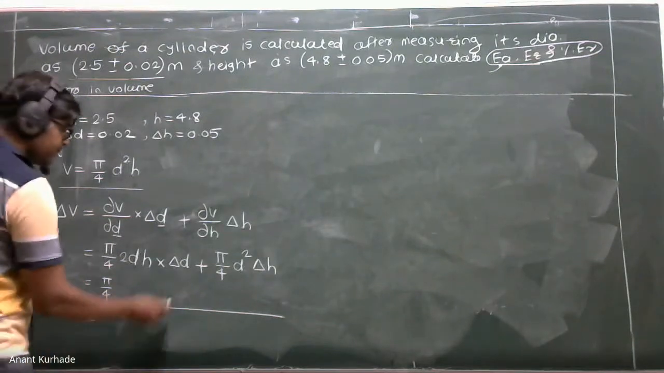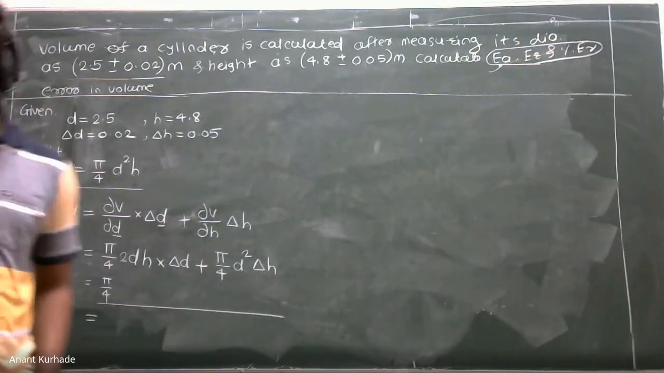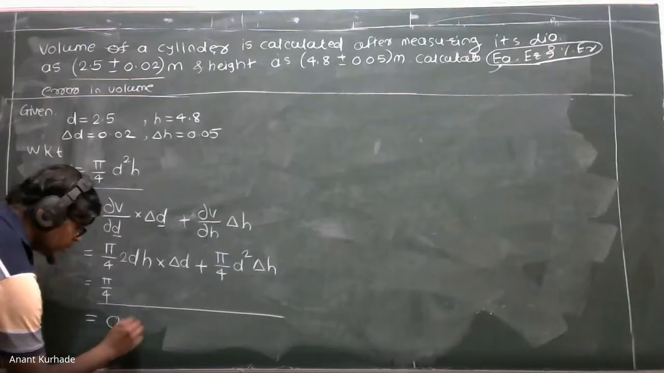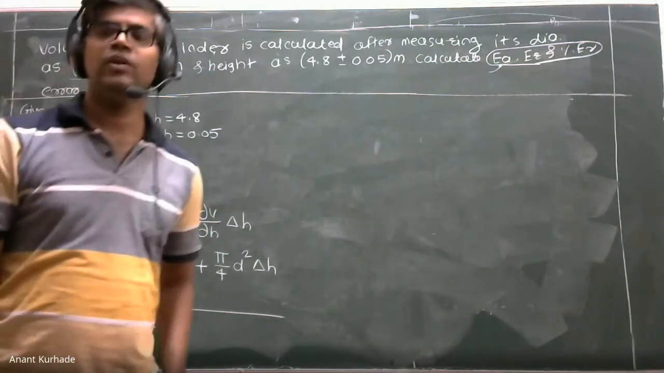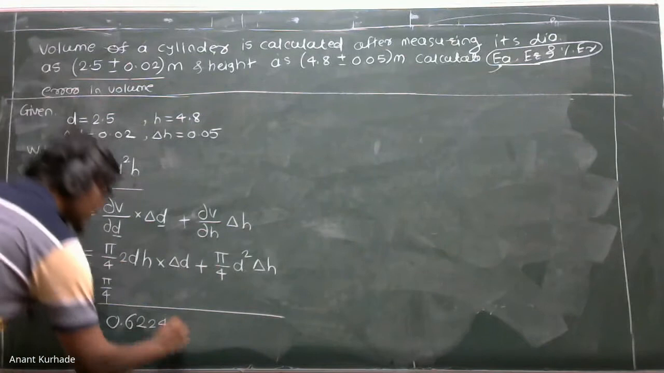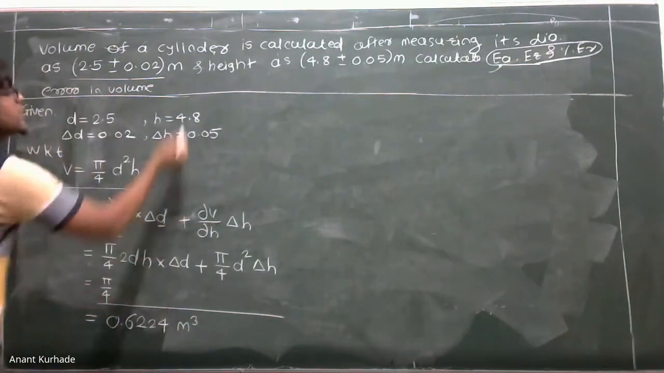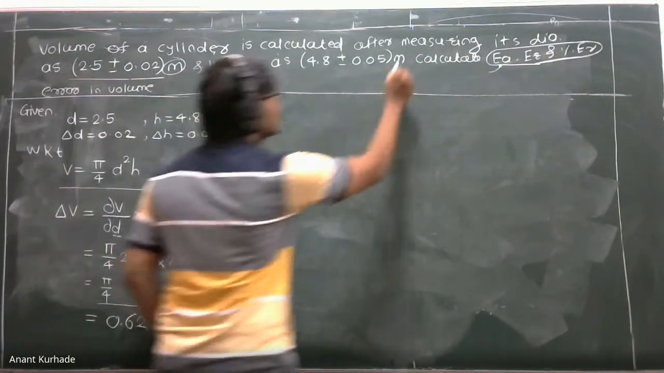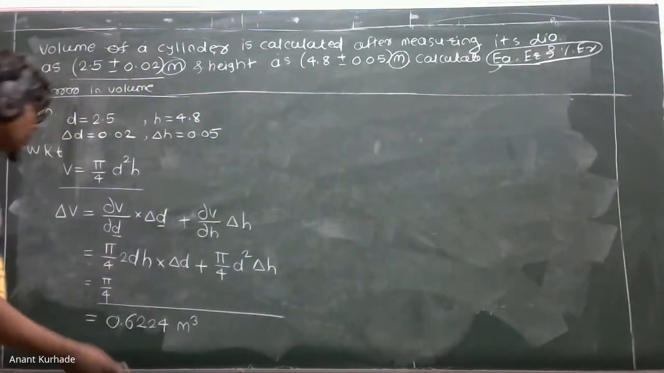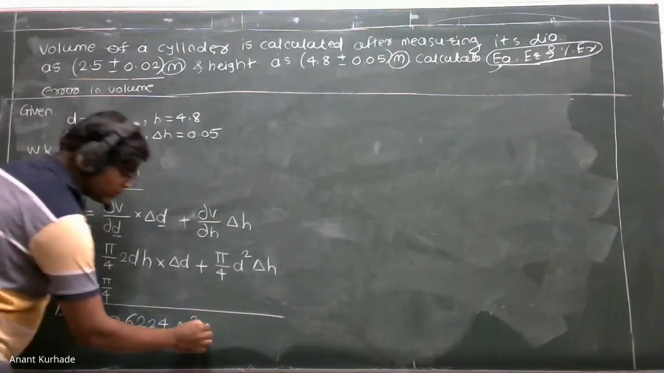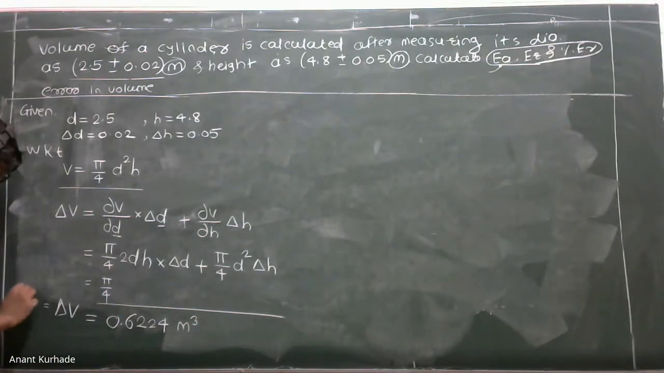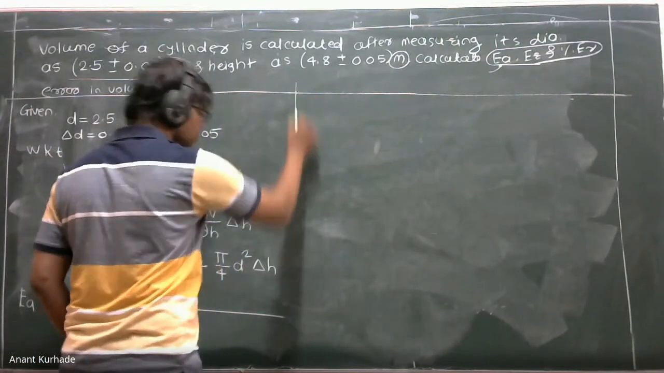Delta V is equal to 0.6224. What is its unit? It is meter cube, because here it is given in terms of meter. So we have calculated the value of delta V. We can say it is the absolute error, EA.